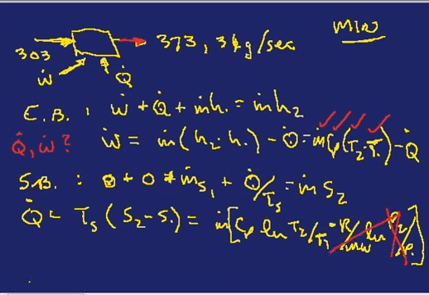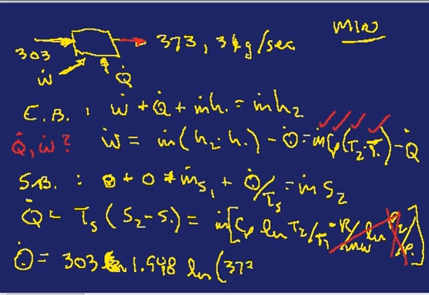And we finally have the q dot is equal to T of the surroundings, which is 303, times Cp, which is 1.548, ln of 373 over 303, equals 292.5 kilowatts. If you put the units in, you should come out with kilowatts.